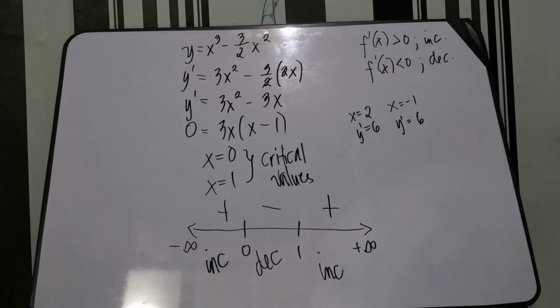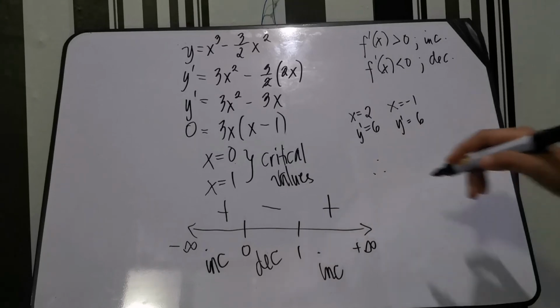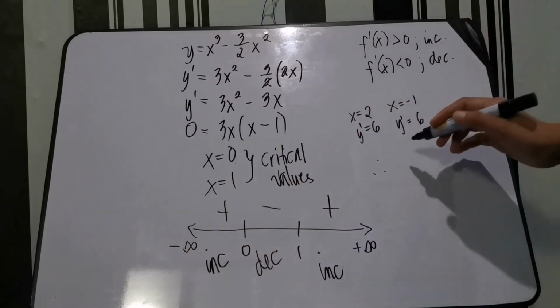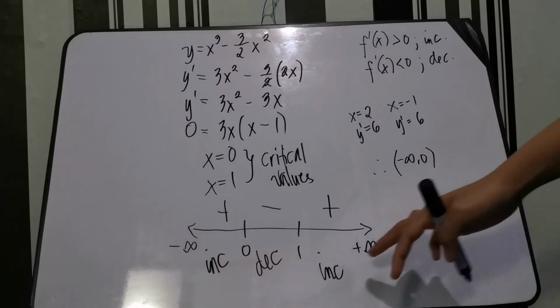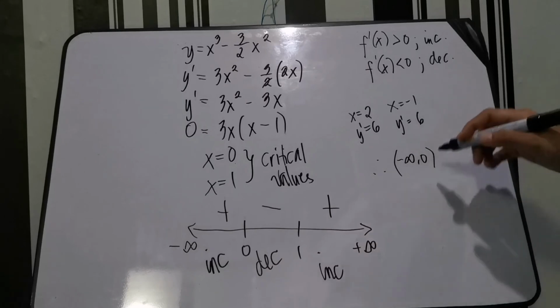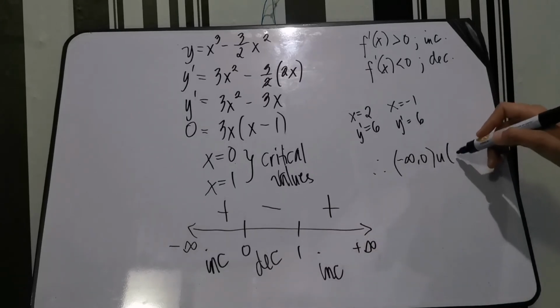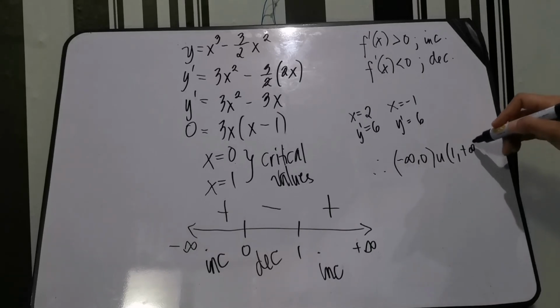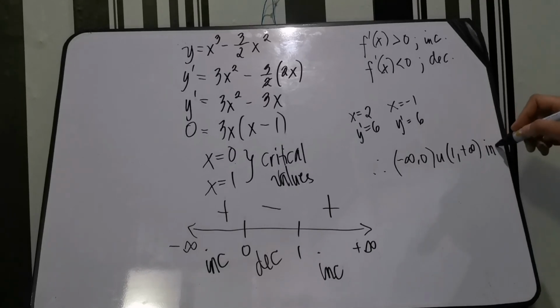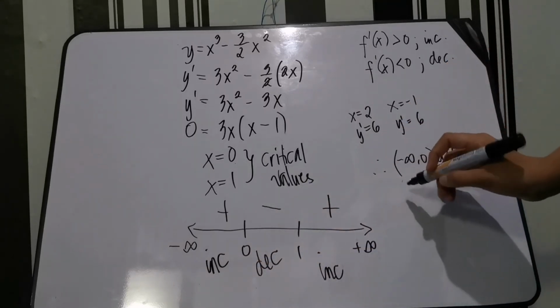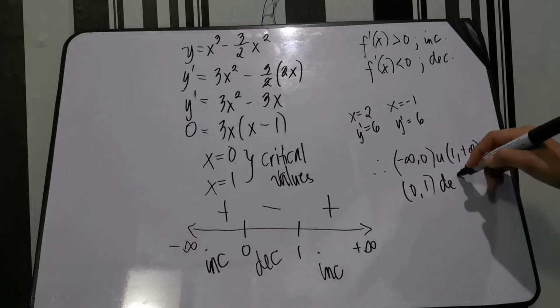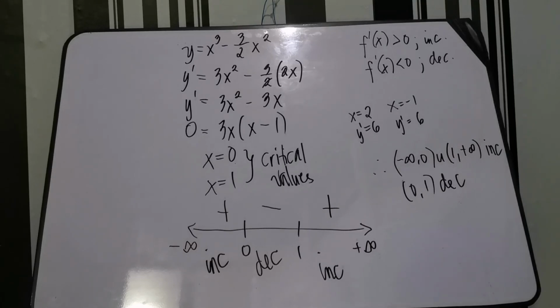And then, how do we conclude? From negative infinity to 0, and then from 1 to positive infinity, let's write a union here, the function is increasing. While between 0 and 1, the function is decreasing. So that's how easy it is to identify whether the function is decreasing or increasing.